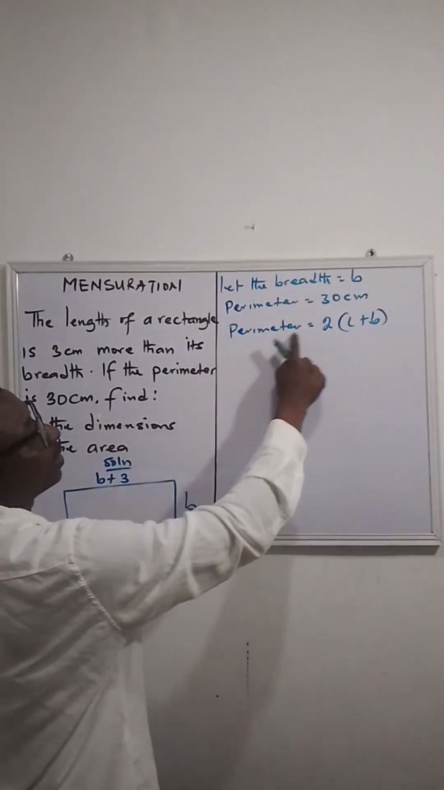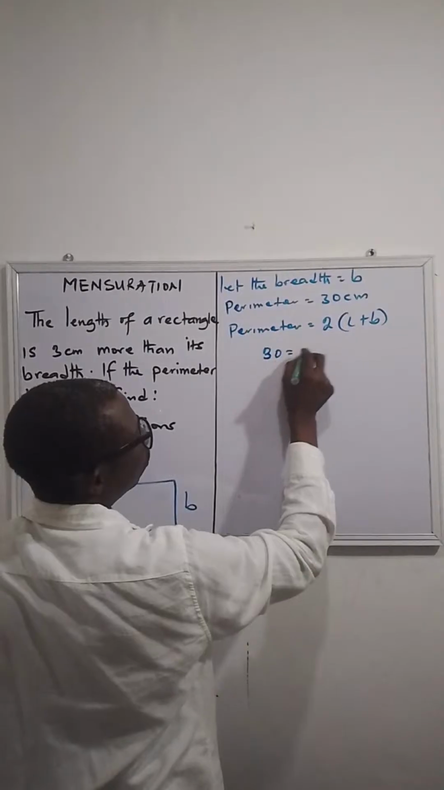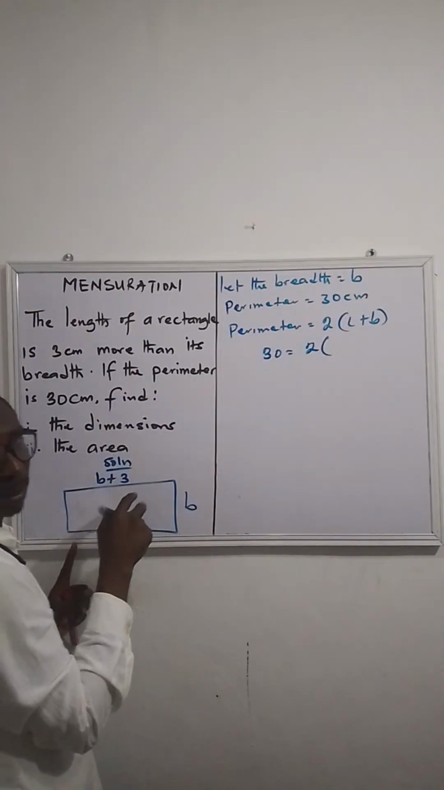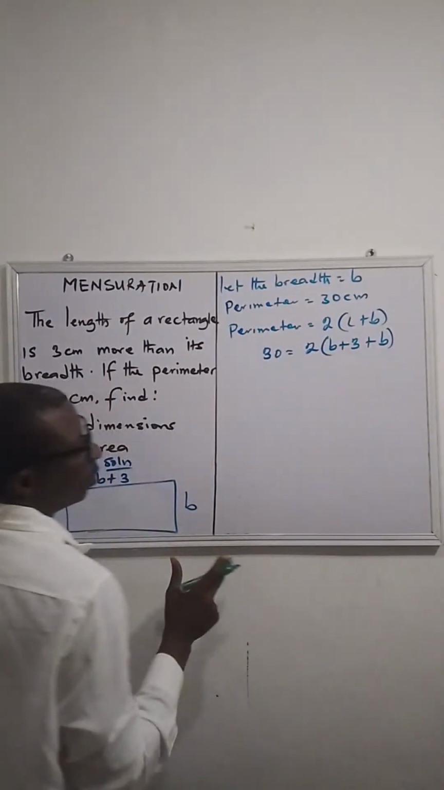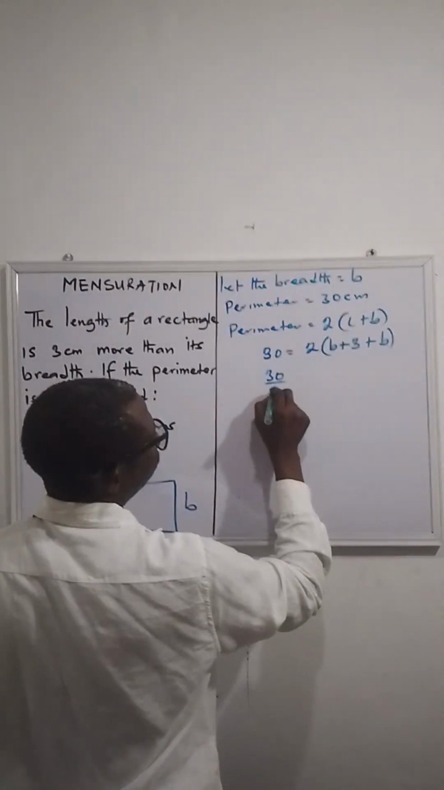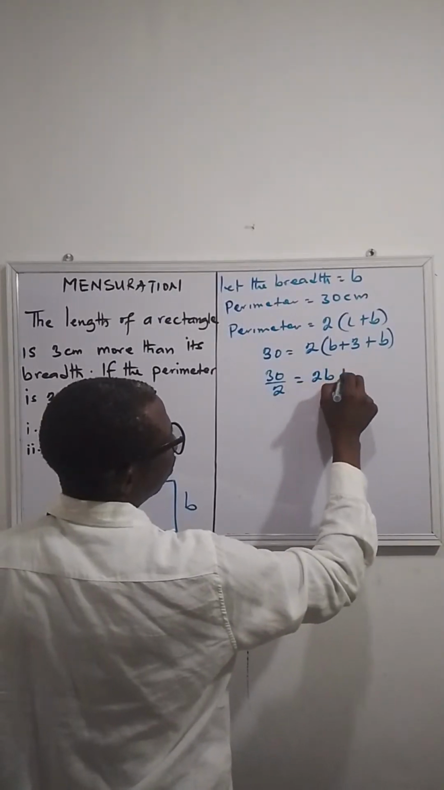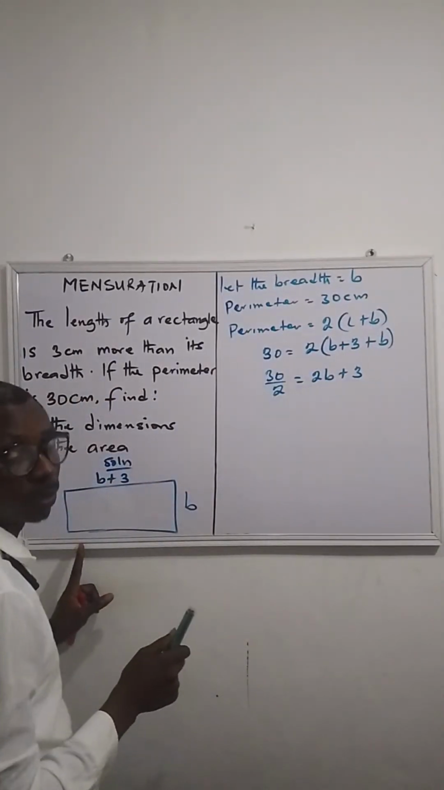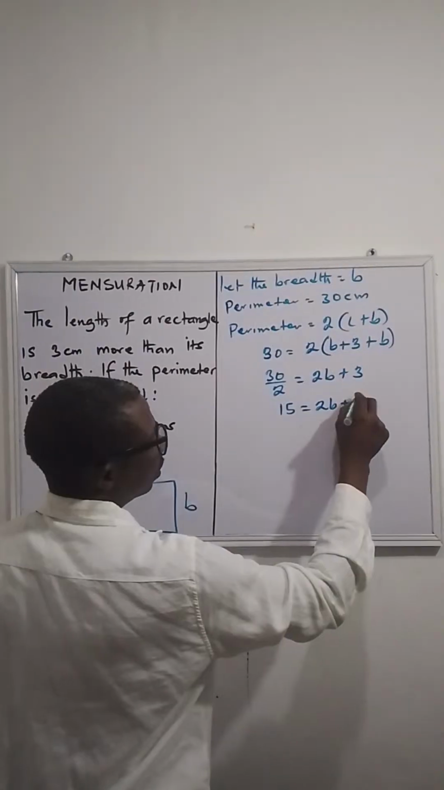Now the perimeter here is 30, so just plug in 30 here. We have 30 equals 2 times the length, which is B plus 3, plus B. So what do you do next? You divide both sides by 2. We have 30 over 2 equals, adding these together, 2B plus 3. So when you divide, you have 15 equals 2B plus 3.